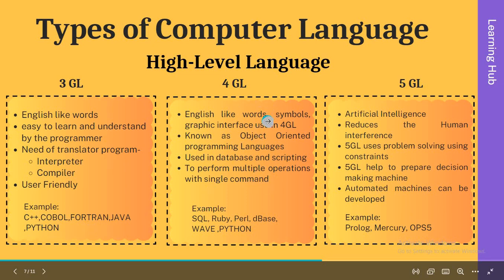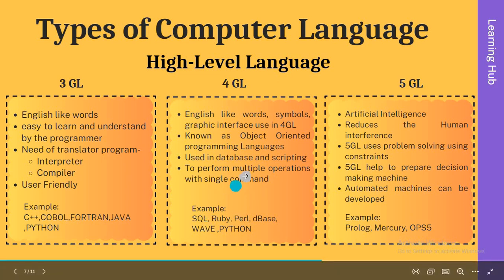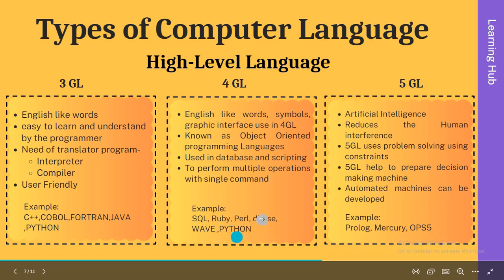Now come to the 4GL, fourth generation language. English like words, symbols, and graphic interface are used in 4GL. 4GL is directly based on object-oriented programming language. Object-based language है. Database and scripting are used in this language. Multiple operations single command में हो जाते हैं. SQL, backend command, data कैसे store करना है. Multiple parameters are used. SQL, Ruby, Perl, DBase, Wave, Python. Here are the examples of 4GL, fourth generation language.